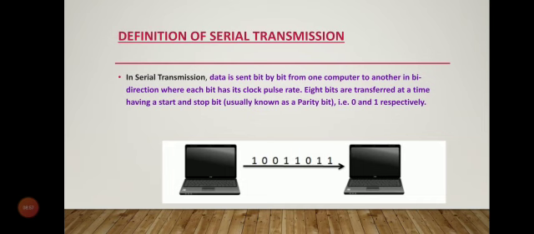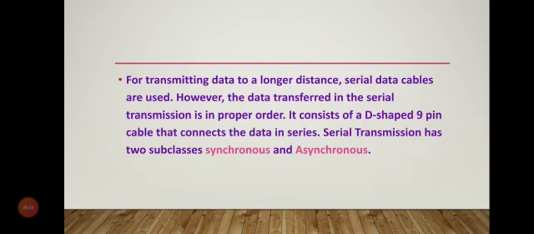In serial transmission, data is sent bit by bit from one computer to another in both directions, where each bit has its clock pulse rate, and 8 bits are transferred at a time, having a start and stop bit, for example 0 and 1 respectively.